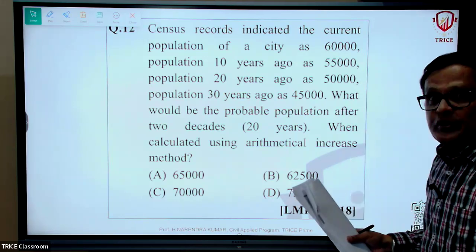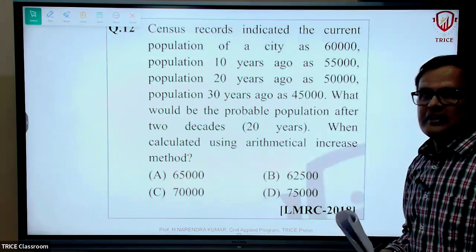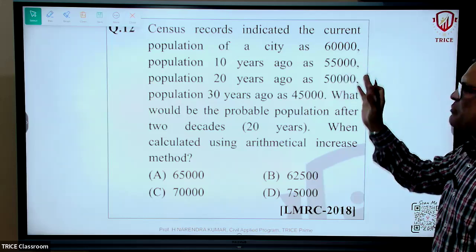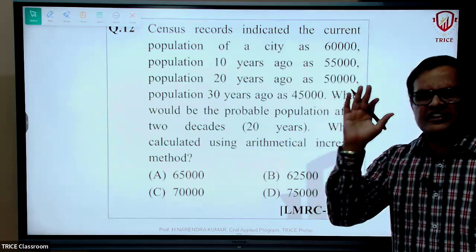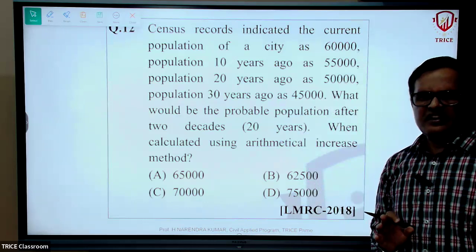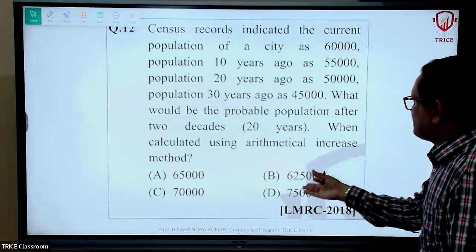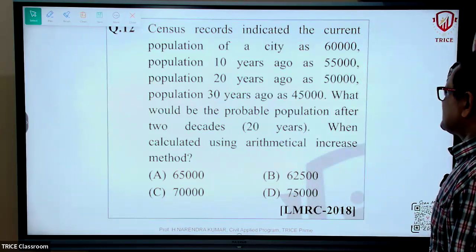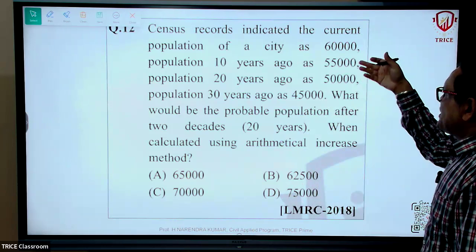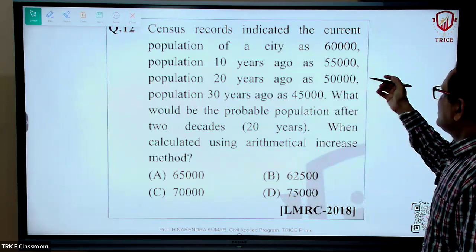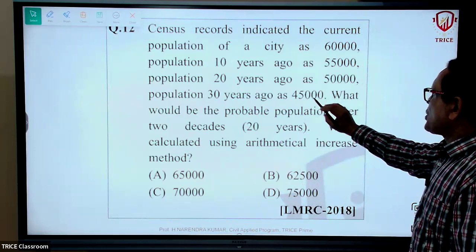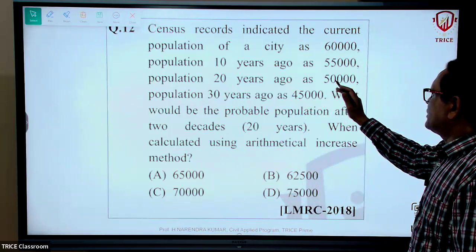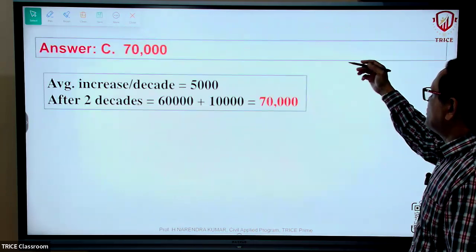So this problem looks to be a big problem, a mega problem. But the answer is there in the problem statement. It's one of the most direct problems that I ever come across in forecasting the population. Directly looking at the problem statement itself, I can easily choose the answer. See here, what does the arithmetical increase method say? It is nothing but increase per decade, right? So it was 45,000 30 years ago. 20 years ago, 50,000. What is the increase? 5,000. Next, 50,000 to 55,000.